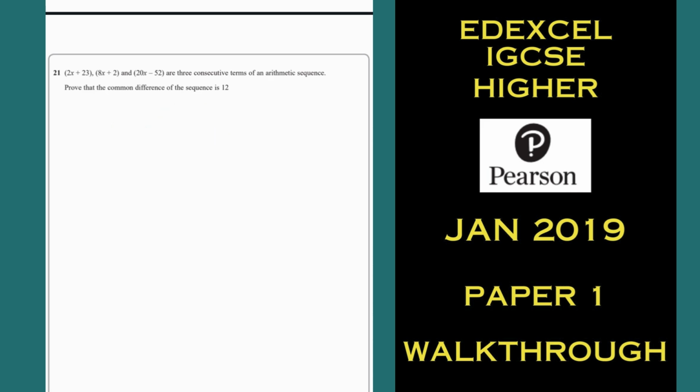So, if I take the third term, subtract, be careful here, the second term, I get the first term, the second term, sorry, minus the first term. And they're both equal to the difference, but we don't know what the difference is. We're trying to prove it's 12. In other words, people, we're hoping we can find x and then use it to find the terms.